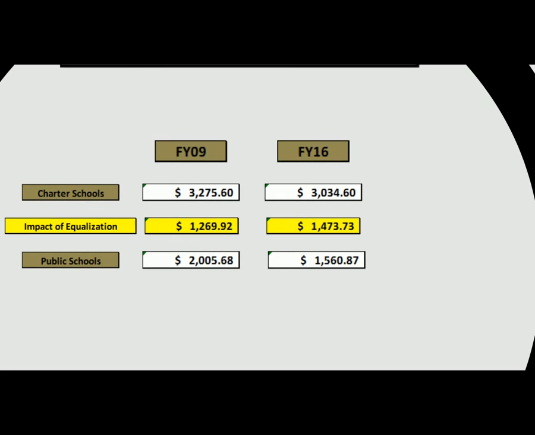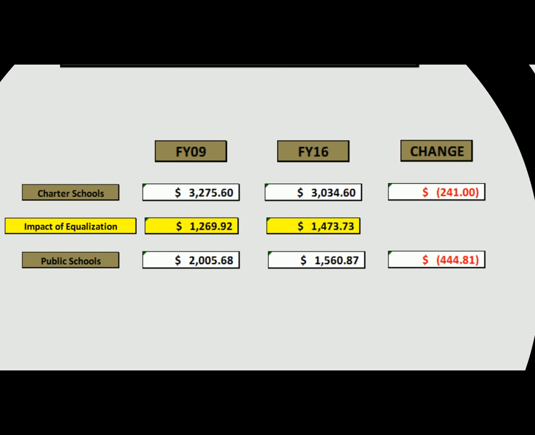When changes in funding are measured, we see that while charter schools are receiving $241 less per student, public schools are actually receiving $444.81 less.